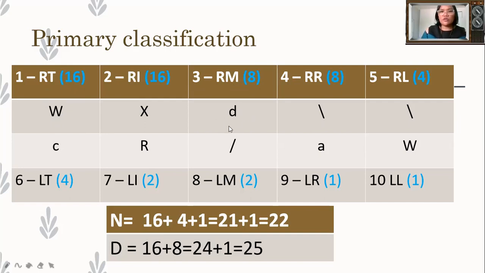Are we going to include this letter D? Yes, because this is a double loop whorl. So again, we just copy the numerical value, which is 8. You put it there. So we proceed with number 5. Are we going to consider this in the primary? No, because it is not a whorl.